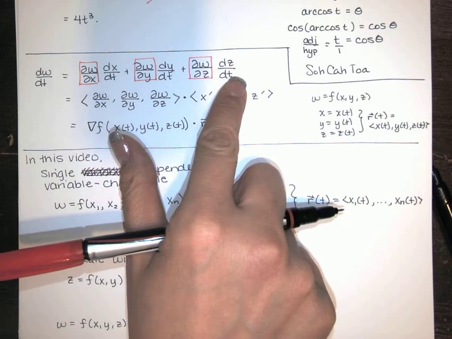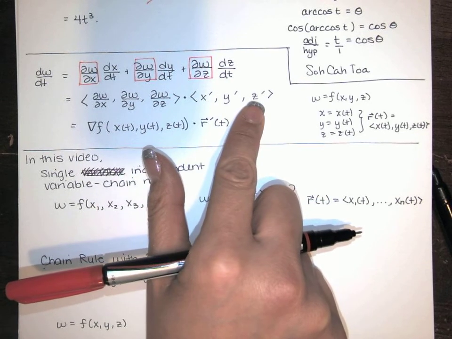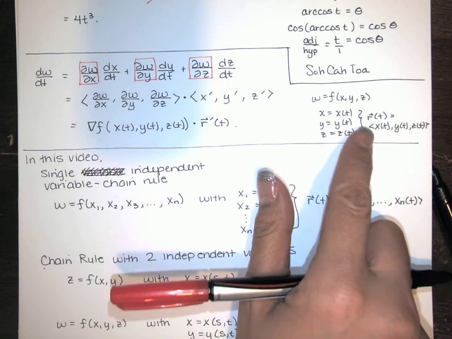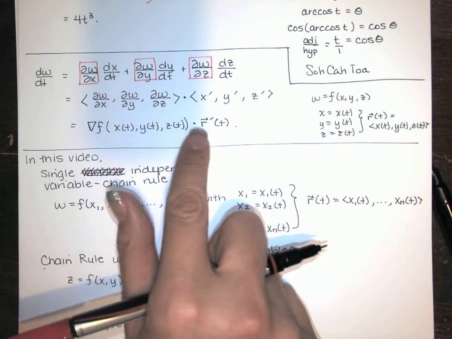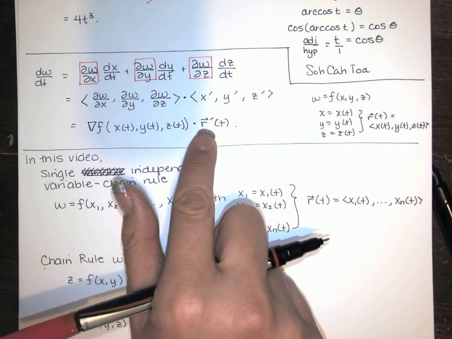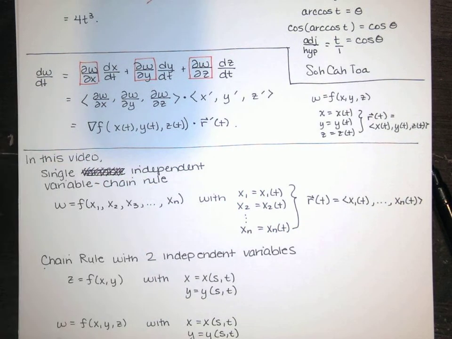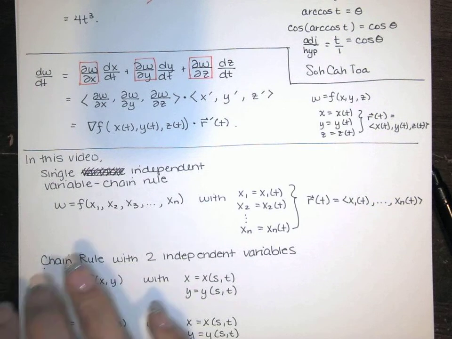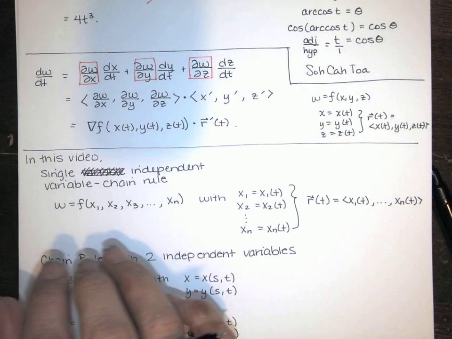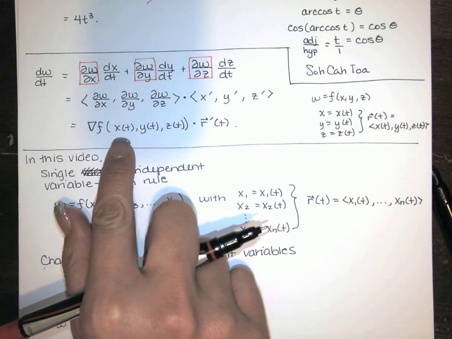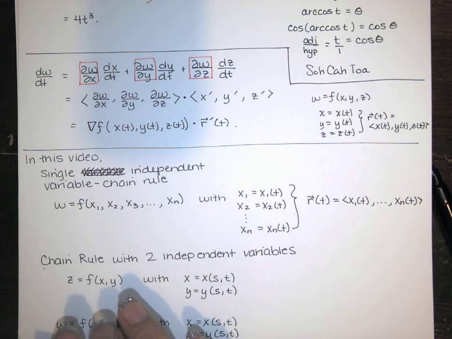And then this guy, let's just say x prime, y prime, z prime. Well, if this is our position vector, that's velocity. So we're taking this gradient and we're dotting it with the velocity vector. And that's giving us the change in w with respect to time. Okay, that's if we have a single independent variable. That's if x, y, and z all depend on t.